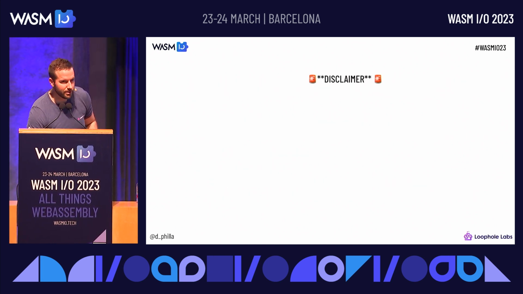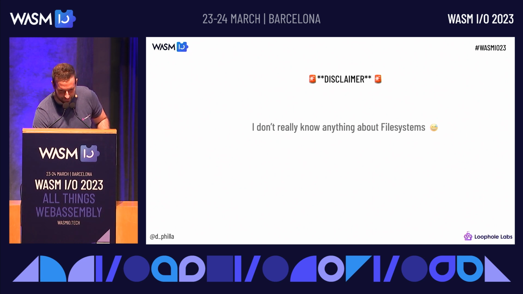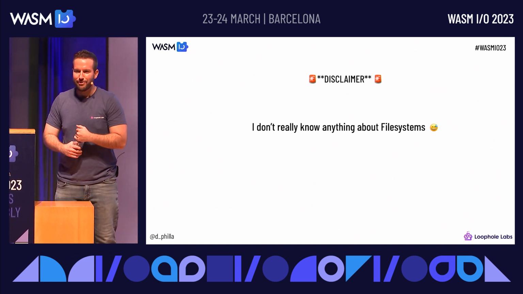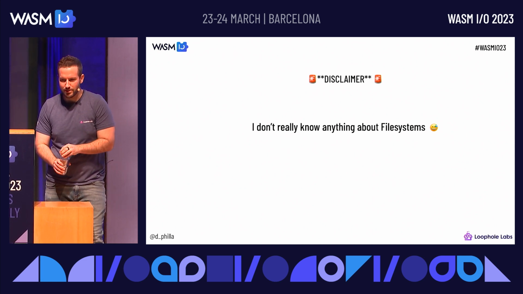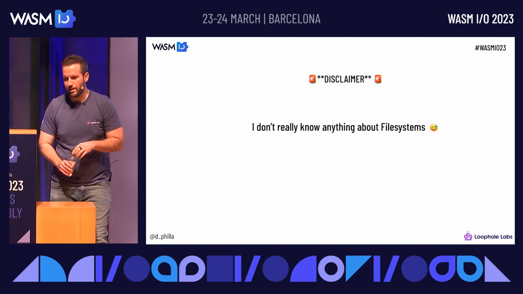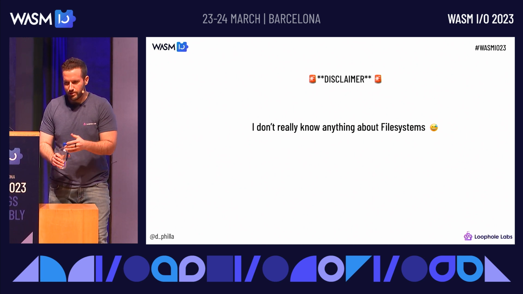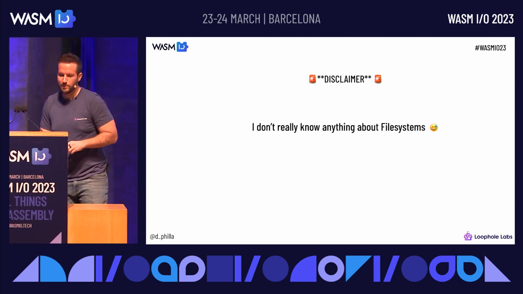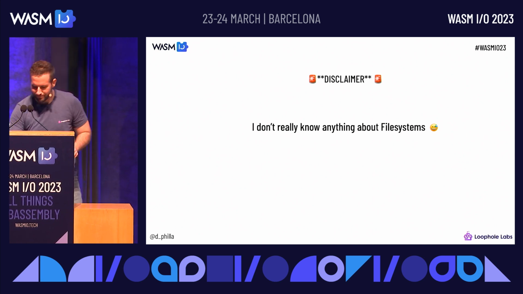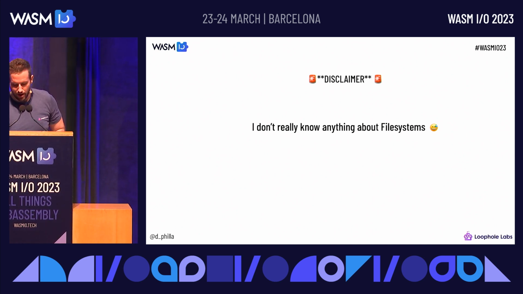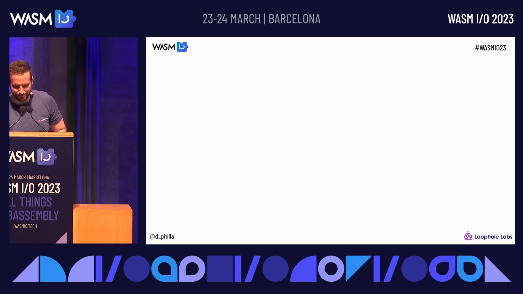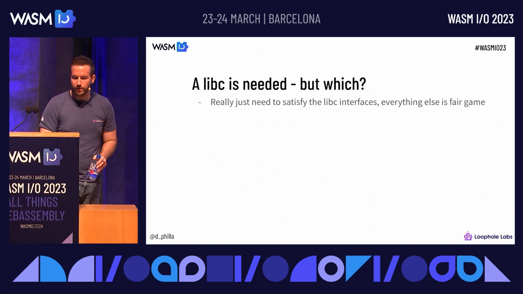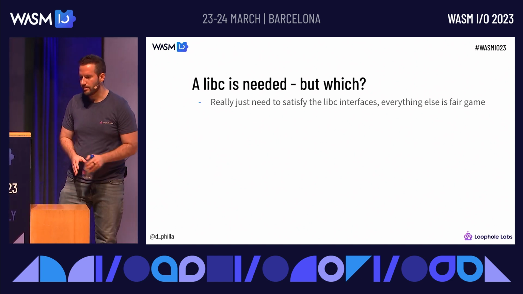And a disclaimer to go along with that last comment is that I don't really know much about file systems, right? I'm not a file system developer. I write a lot of Rust and a lot of Go recently, and I'm pretty well versed in the WebAssembly stuff with Rust, but I'm not an old school Linux file system hacker. And I'm hoping to highlight this in the next few slides. So to start, a libc is needed, but which one? Really, we just need to satisfy the interfaces, right?